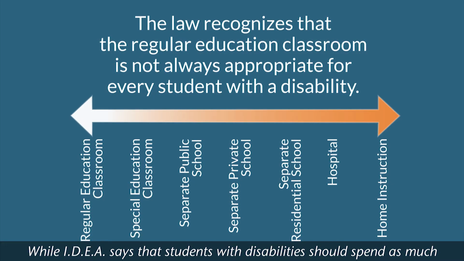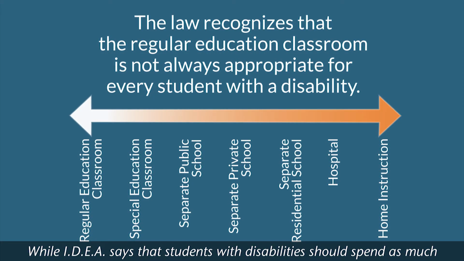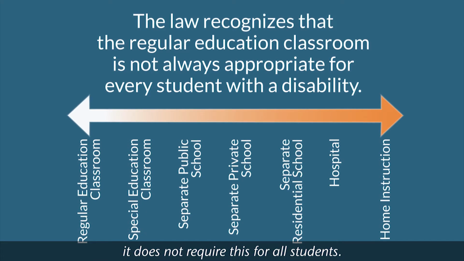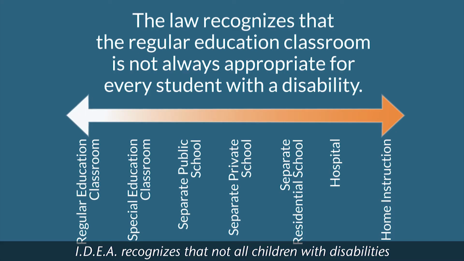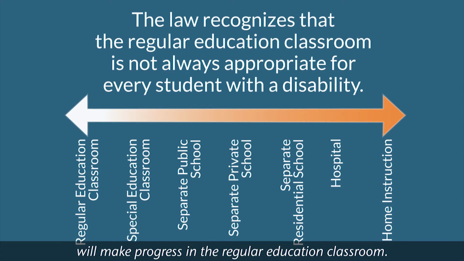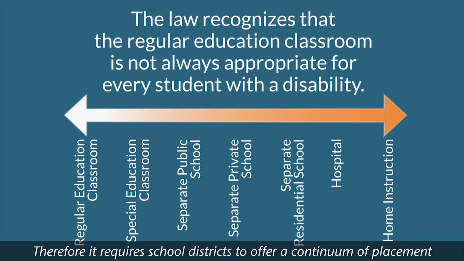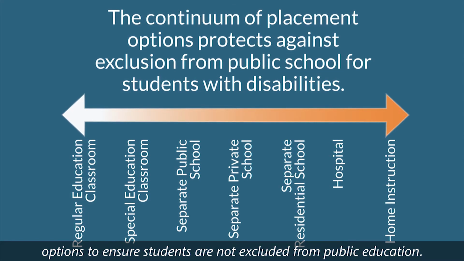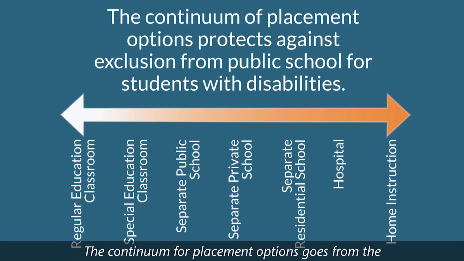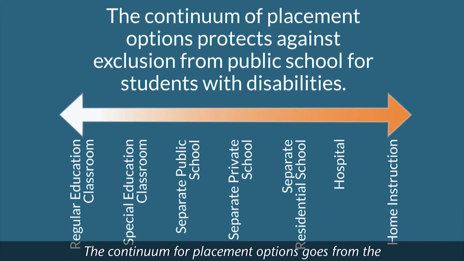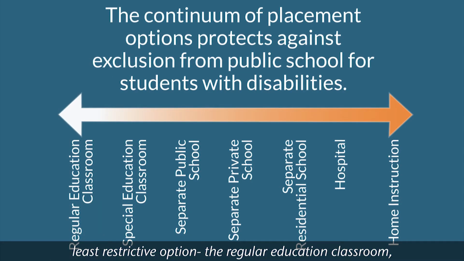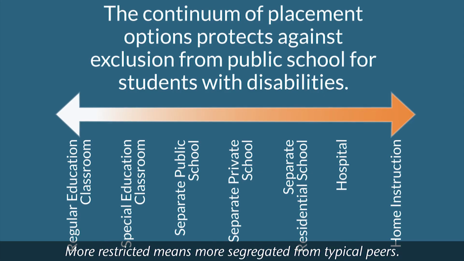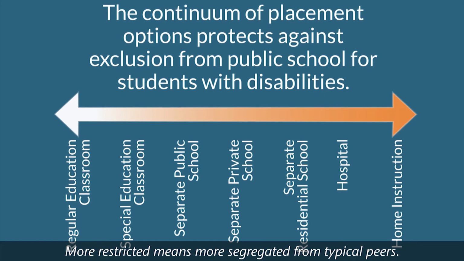While IDEA says that students with disabilities should spend as much time as possible in the regular education classroom, it does not require this for all students. IDEA recognizes that not all children with disabilities will make progress in the regular education classroom. Therefore, it requires school districts to offer a continuum of placement options to ensure students are not excluded from public education. The continuum for placement options goes from the least restrictive option, the regular education classroom, to the most restrictive option, which is home instruction. More restricted means more segregated from typical peers.